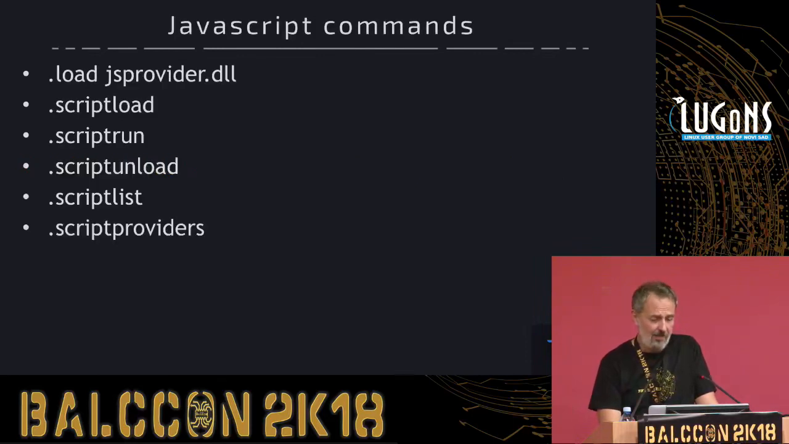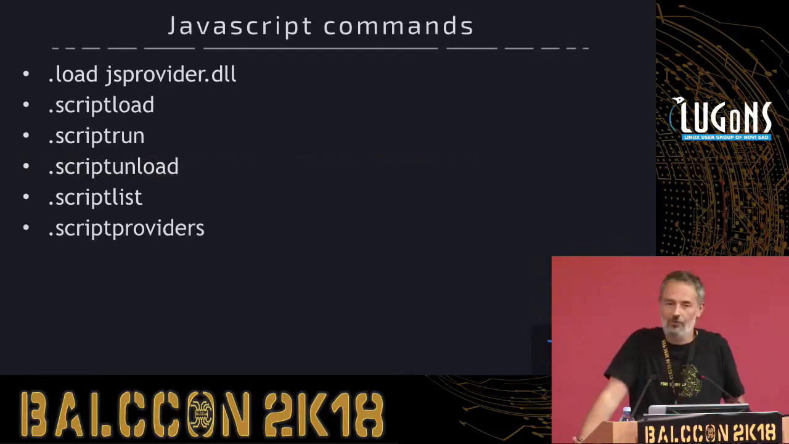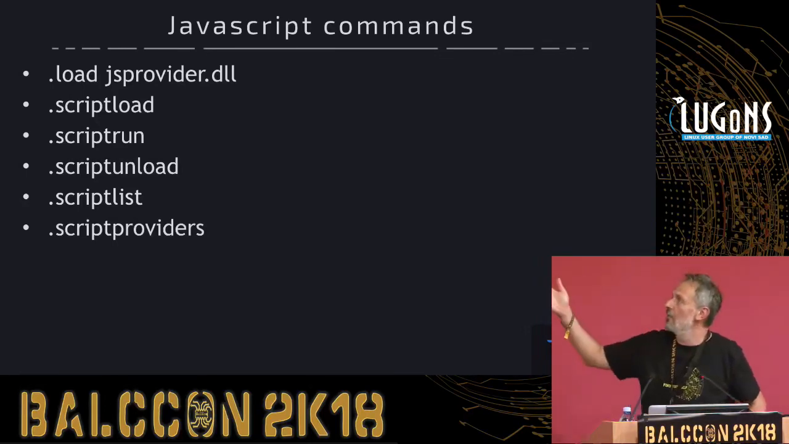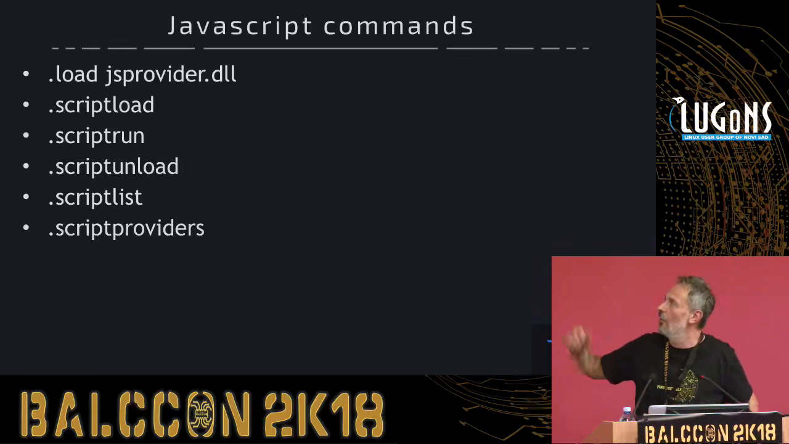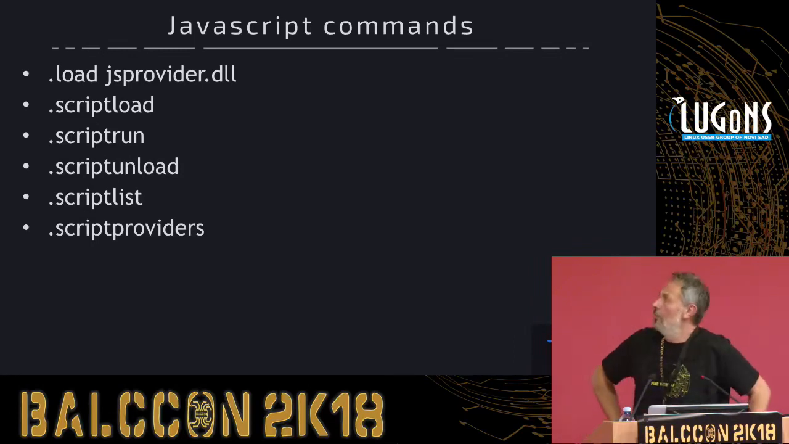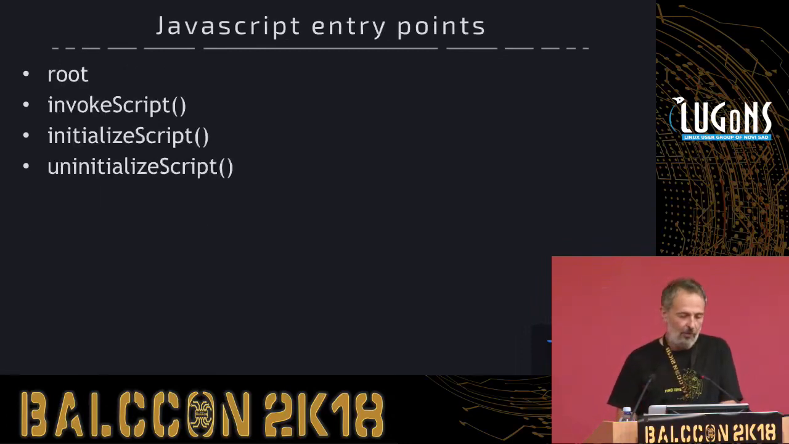I guess some of the commands are even clever, so they're not as cryptic as the ones to load the script. We have .scriptload to load the script, .scriptrun, .scriptunload, and commands to list which scripts are loaded and which script providers are there. Before you can run any script, you have to load the extension that makes the bridge between the JavaScript engine and the debugger. So .load jsprovider.dll is the DLL name, and when you have that, you are ready to run the script.